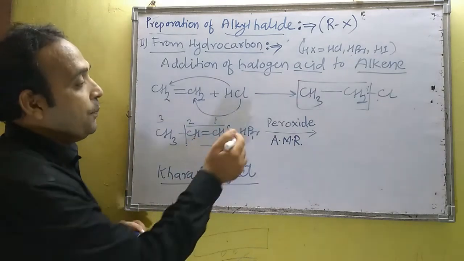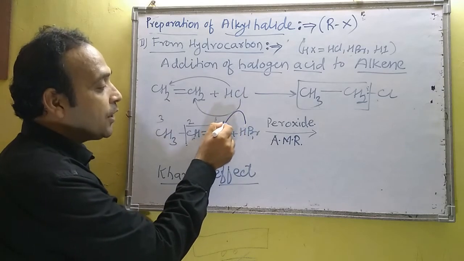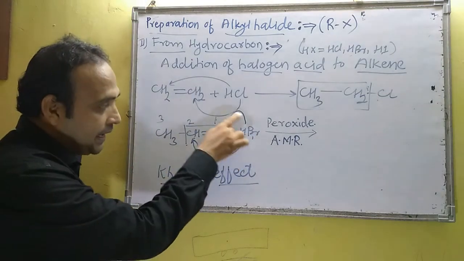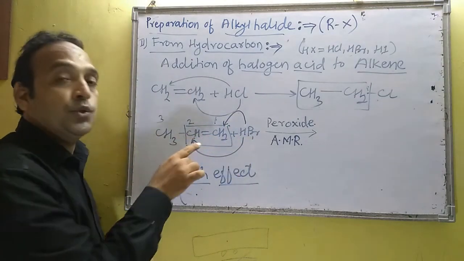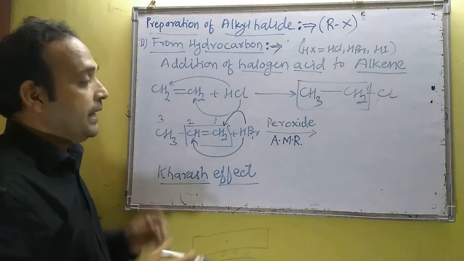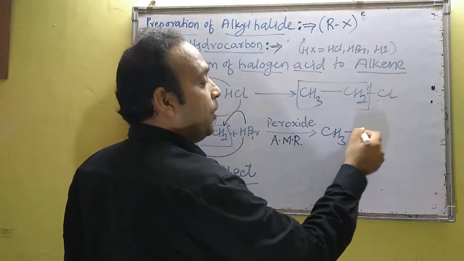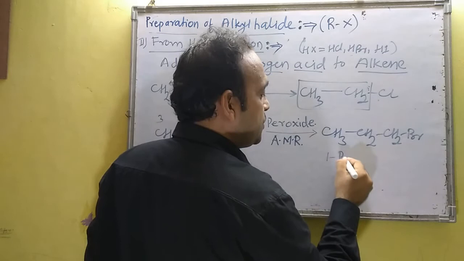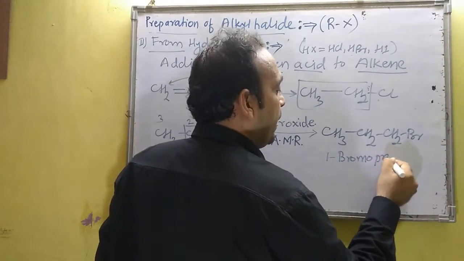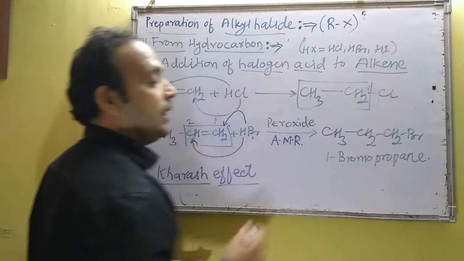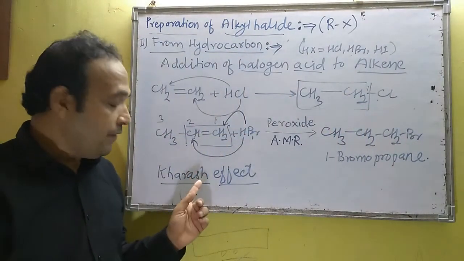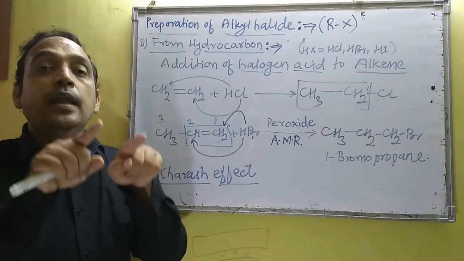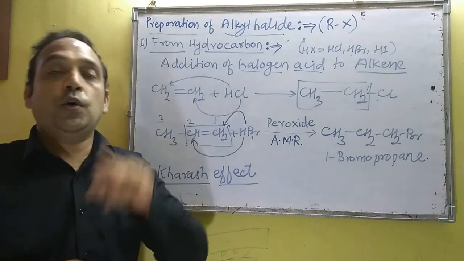So according to anti-Markovnikov rule, the negative part attaches to carbon number 1. Br is attached to CH2 and H is attached to carbon number 2, and my product is CH3 single bond CH2 single bond CH2Br, and this is known as 1-bromopropane. So see, this effect is called the peroxide effect or Kharash effect. That is the difference between Markovnikov rule and anti-Markovnikov rule.